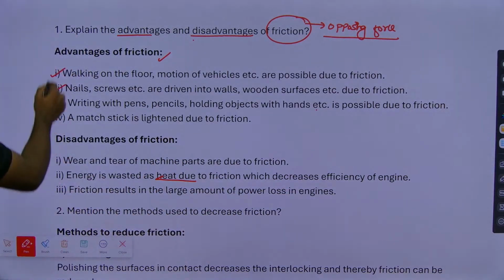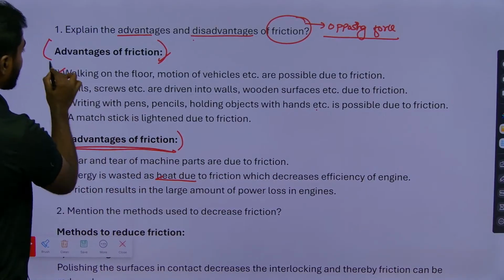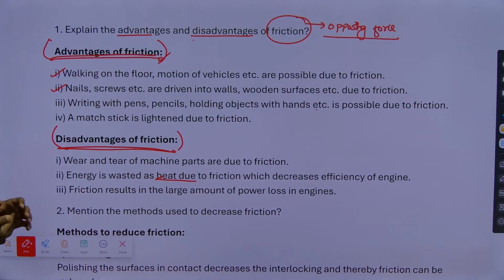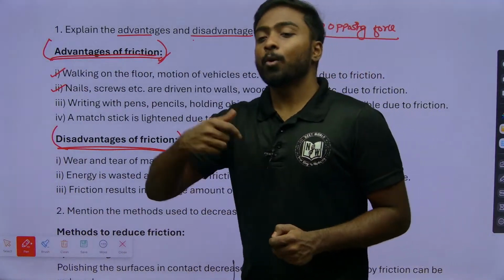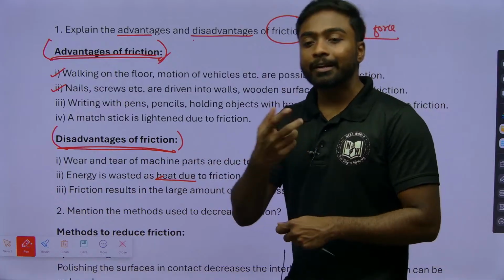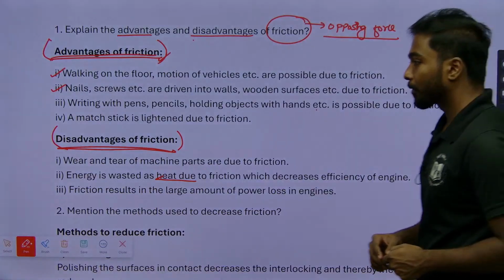So these are the advantages and disadvantages of friction. You can take a note of this and we'll go for the second question. Before that, one more point we can include is how we can reduce that friction also. So you can take this point and we'll go for the next one.